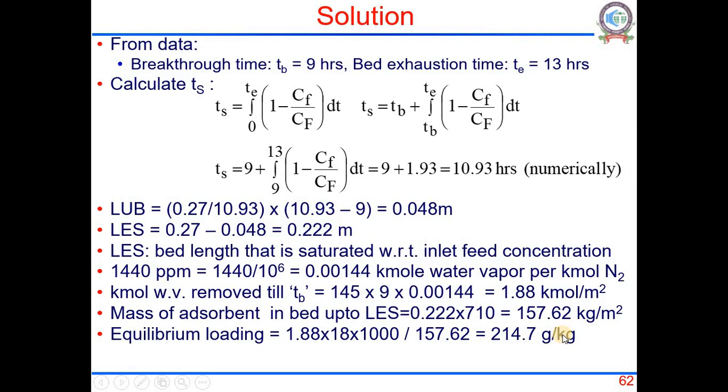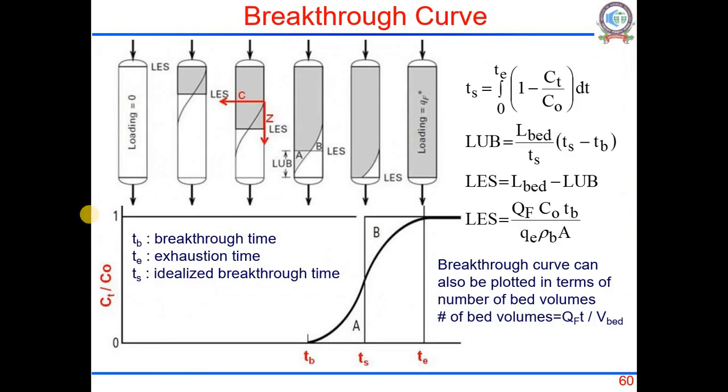So that is the equilibrium loading of the water vapor onto the 4A zeolite adsorbent at the concentration of 1440 ppm in the vapor phase, because this part of the bed is the equilibrium section. Equilibrium has been reached, and no more adsorption is happening in this part of the bed.